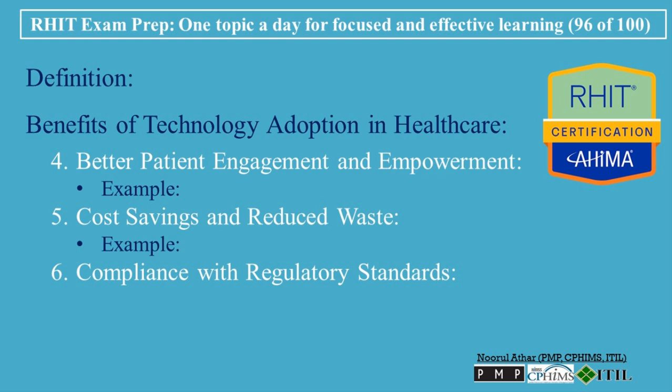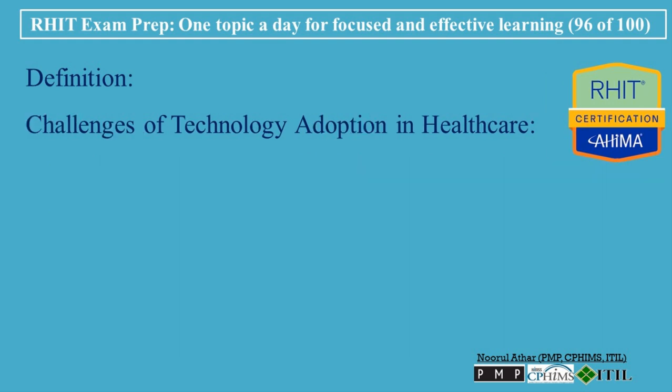6. Compliance with regulatory standards. Many healthcare technologies, such as EHRs, help organizations comply with regulatory standards related to patient data privacy, HIPAA, billing accuracy, and quality reporting, such as CMS requirements. Example: an EHR system with built-in HIPAA-compliant encryption ensures that patient data is protected from unauthorized access and breaches, helping the organization maintain compliance with privacy regulations.